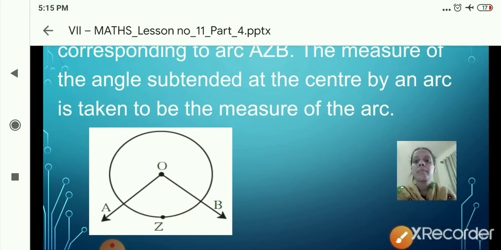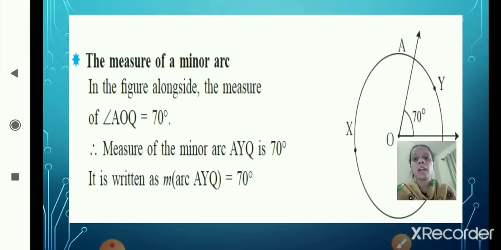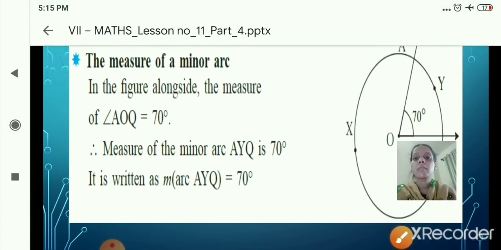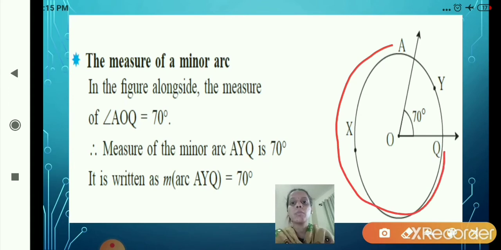Now the next is the measure of a minor arc. Minor means the smaller arc. See this figure. In this figure, which is the major arc? Major arc is arc AXQ, right? And which is the minor arc, the smaller arc? That is arc AYQ.